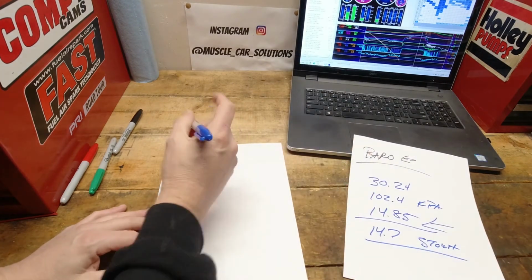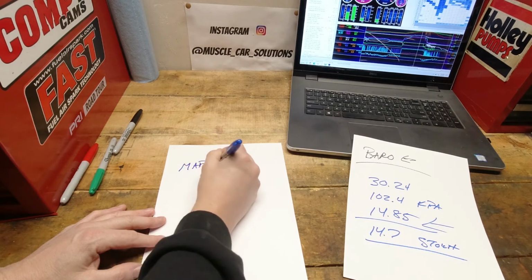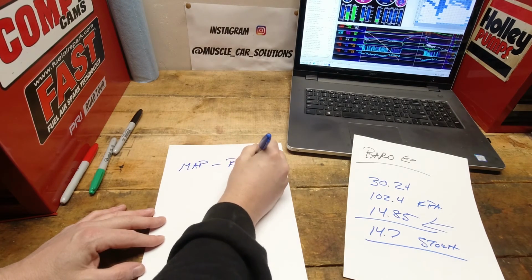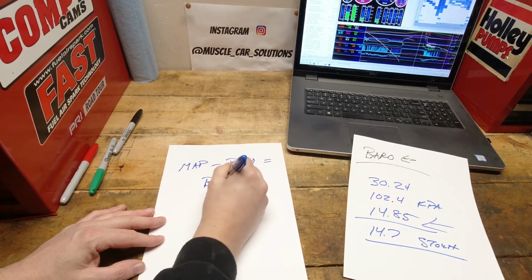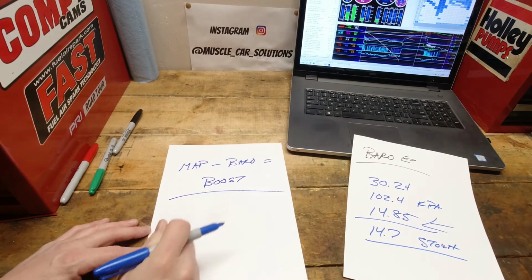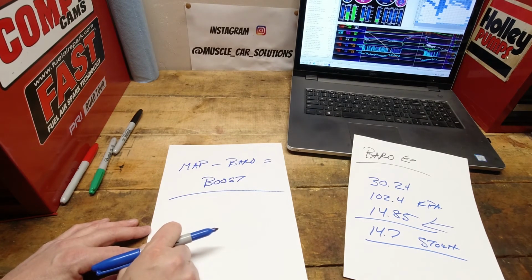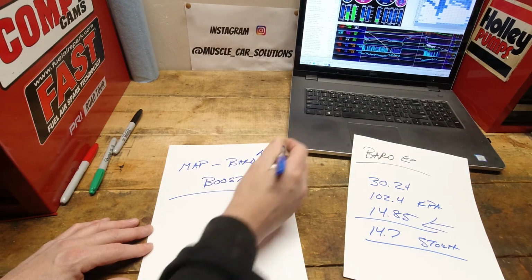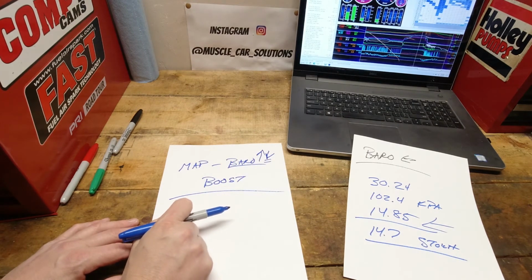We're going to take manifold absolute pressure, MAP, minus that barometric pressure, minus the atmosphere, and that will equal boost. Now that number is the gauge reading. It's going to be off just a little bit because baro is going to go up or go down, and you're always going to have to contend with what's actually going on in the world.